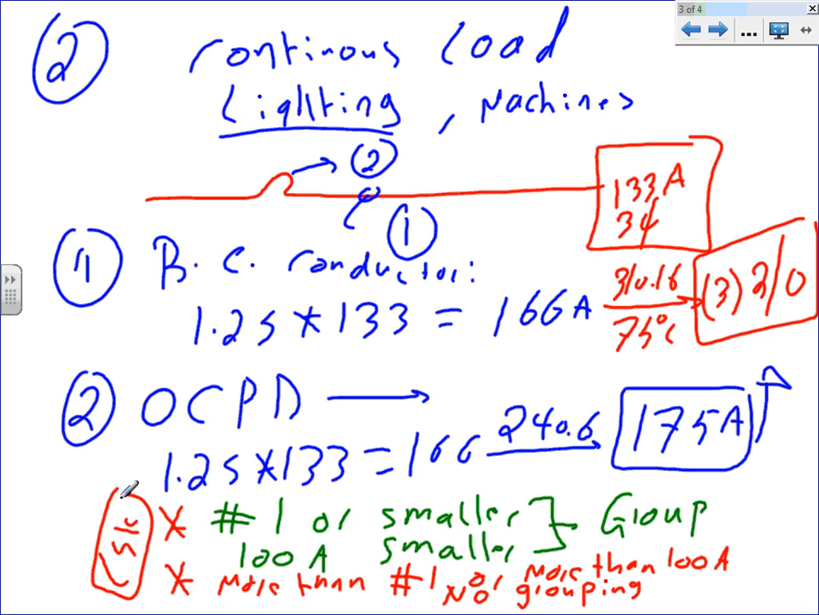Any question, guys, about this? So that's the continuous load. Let me do the lighting load. I know it's Friday, but bear with me. Any question? Please write this disclaimer, guys, about grouping, when it makes sense to group and when it makes no sense to group.